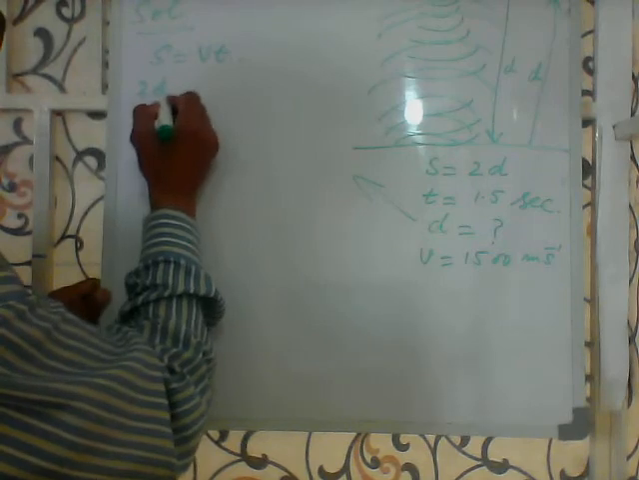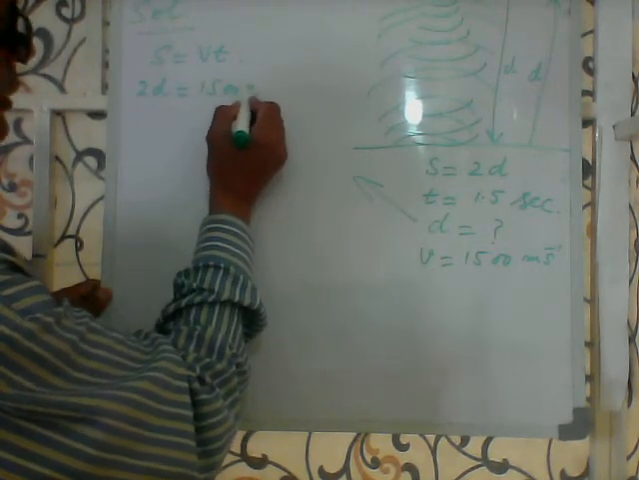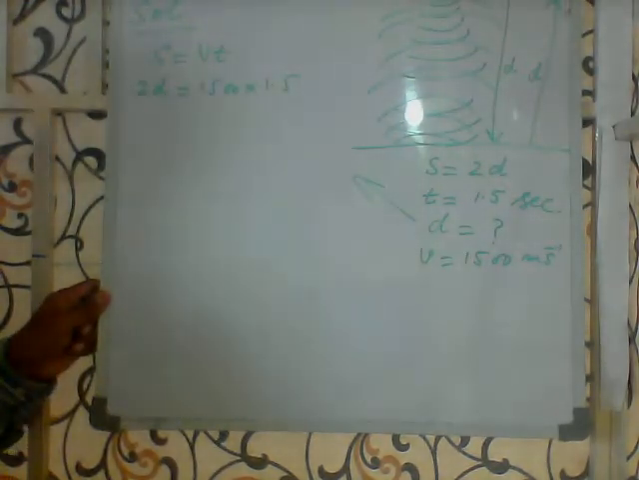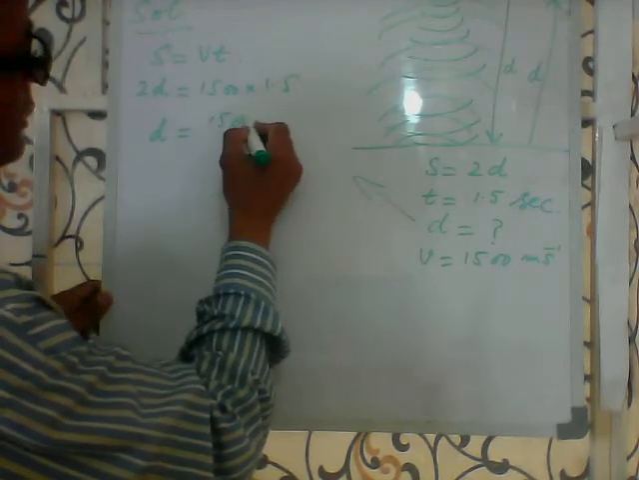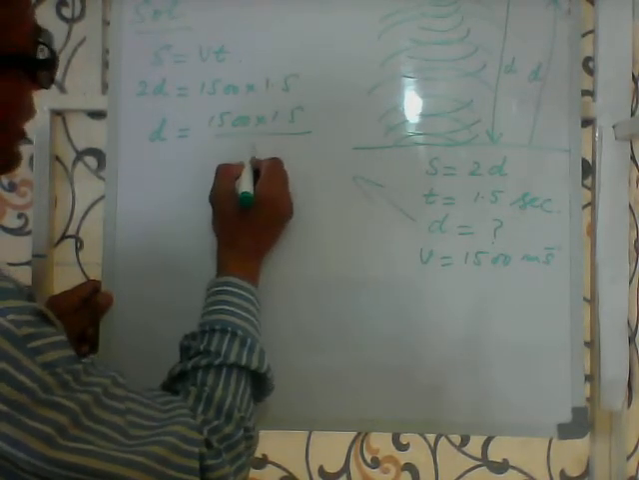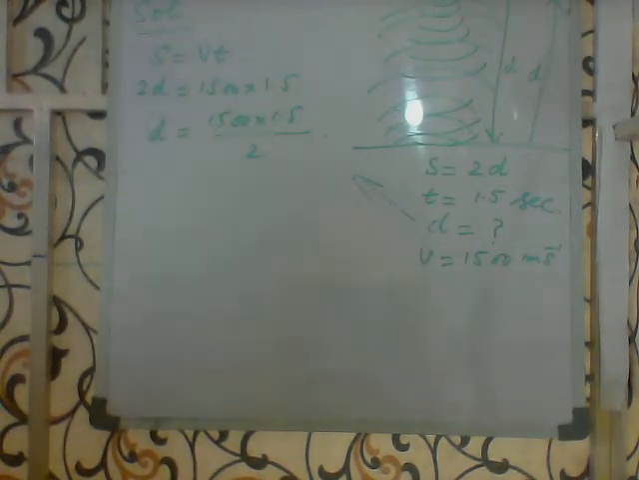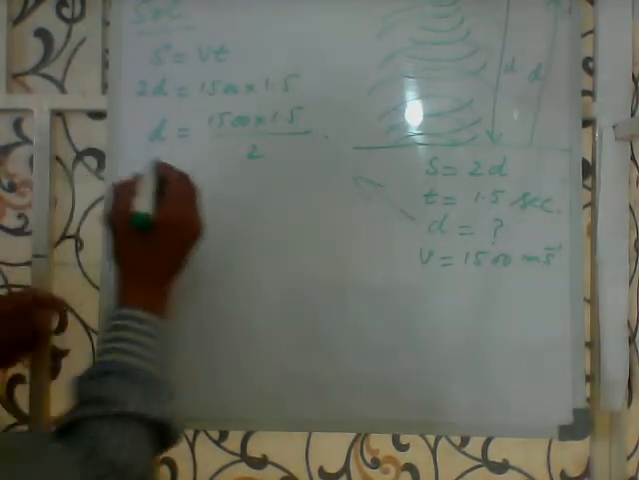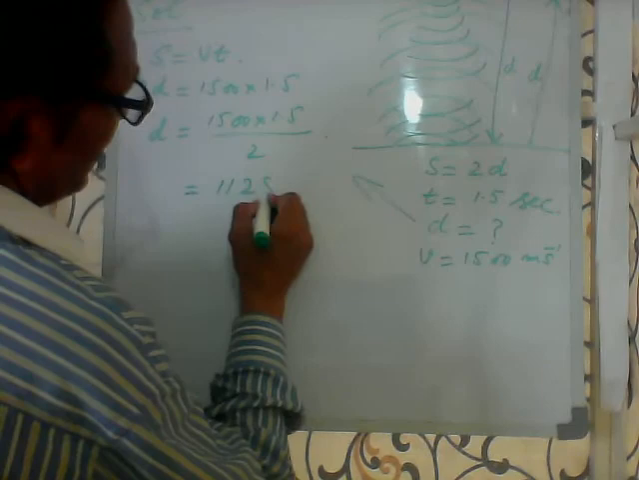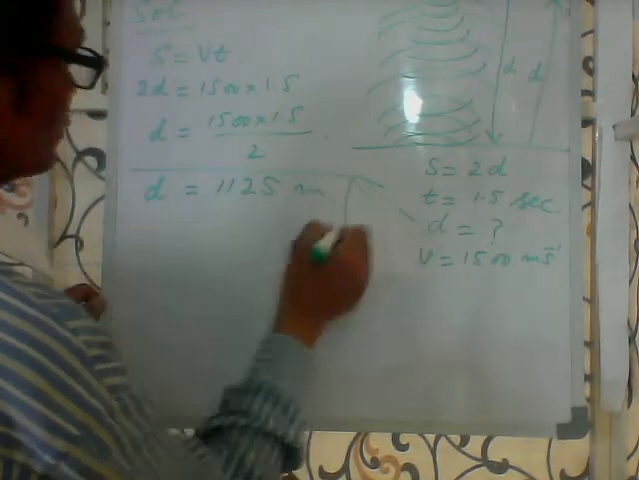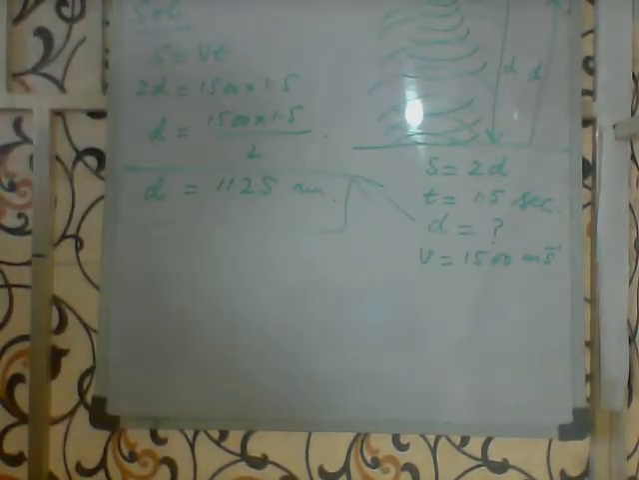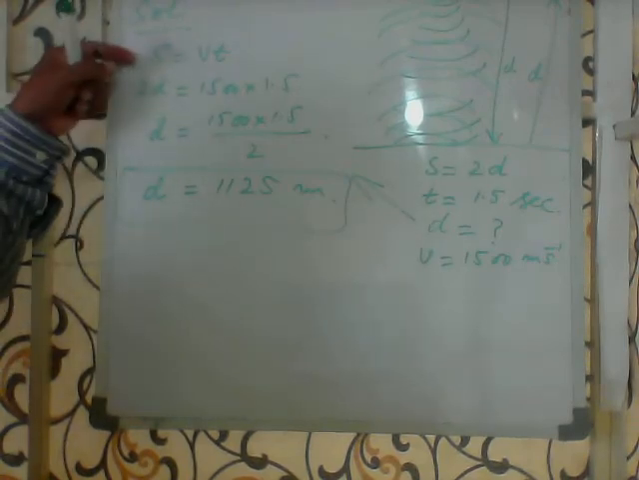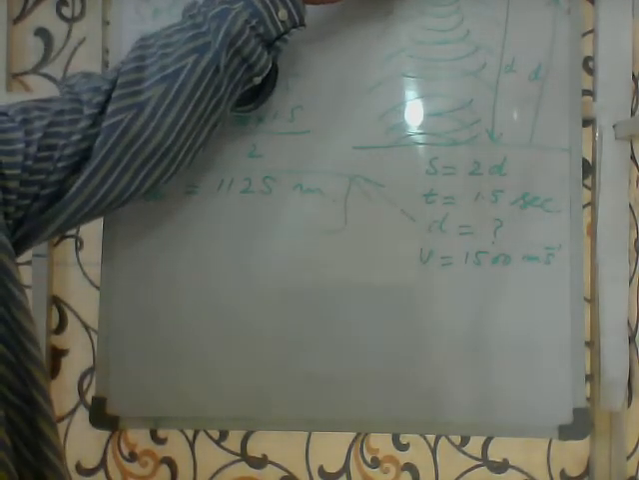Here S is 2D is equal to velocity 1500 into time 1.5 second. So D is equal to 1500 into 1.5 divided by 2. Now calculate it on the calculator and we get 1125 meter. So the depth of this seabed is 1125 meter. Very simple.